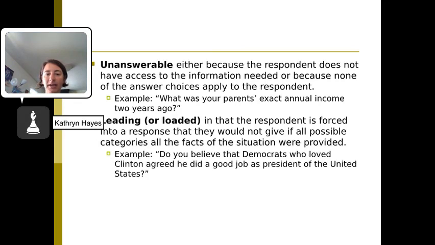Beware questions that are unanswerable because the respondent doesn't actually know the answer. Like, what was your parents' exact annual income 2 years ago? And beware of questions that are leading or loaded.